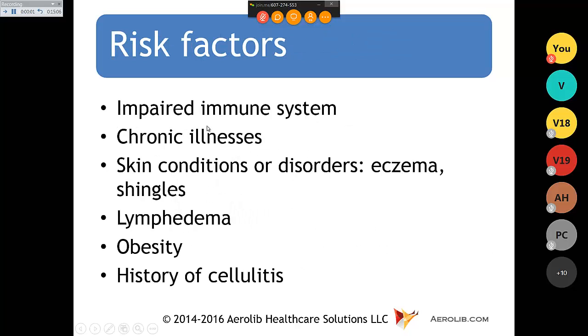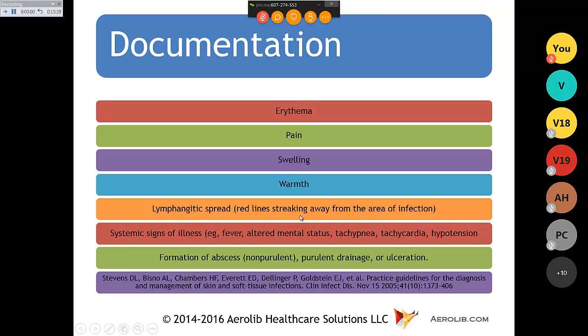Now, again, risk factors are impaired immune system. So someone on chronic prednisone, on neoplastic agents, chronic illnesses, skin conditions. So if there is severe eczema, new worsening shingles, there's lymphedema, obesity, and there's a history of cellulitis. So in case of hidradenitis suppurativa, which is disabling, that may require hospitalization. And again, why this is all important is these are the same semantic keywords that auditors look for in order to approve your payment for the case of cellulitis.